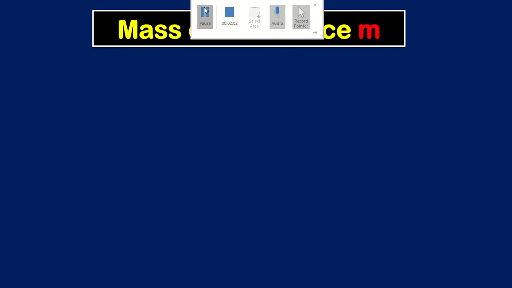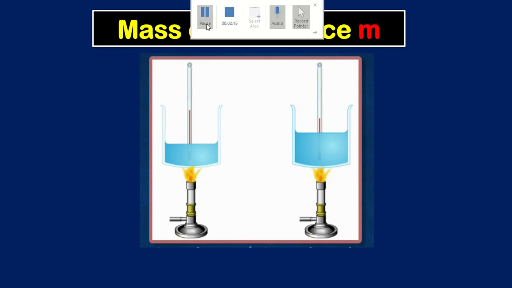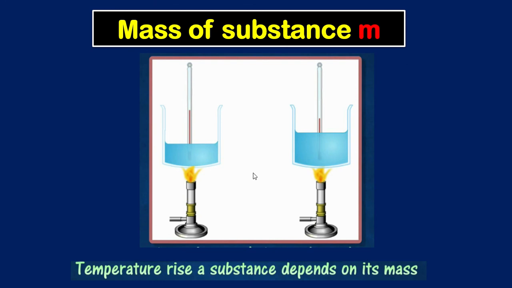The second factor is the mass of the substance. If we have a container of smaller mass than the others, then the change in temperature of the smaller mass will be higher than that of the larger one. So the temperature rise depends on its mass.